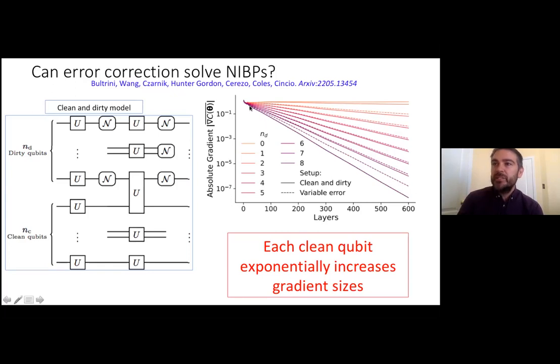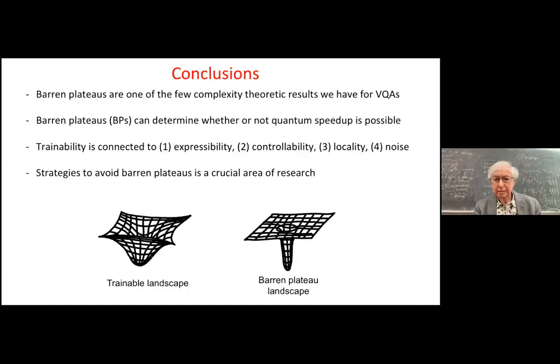This plot on the right-hand side shows the gradient versus the number of layers. And we do see exponential decay in all cases, even whenever a subset of your qubits are error corrected, but the exponent is basically proportional to the ratio of the number of dirty qubits to the total number of qubits. Or in other words, each clean qubit that you add exponentially increases the gradient size. So you can see as I go up here to different curves, I'm adding more clean qubits, and hence I'm increasing the gradient size here. So it does look promising that you can exponentially increase gradient size if you can error correct a subset of your qubits. Okay, so that's the end of my talk.